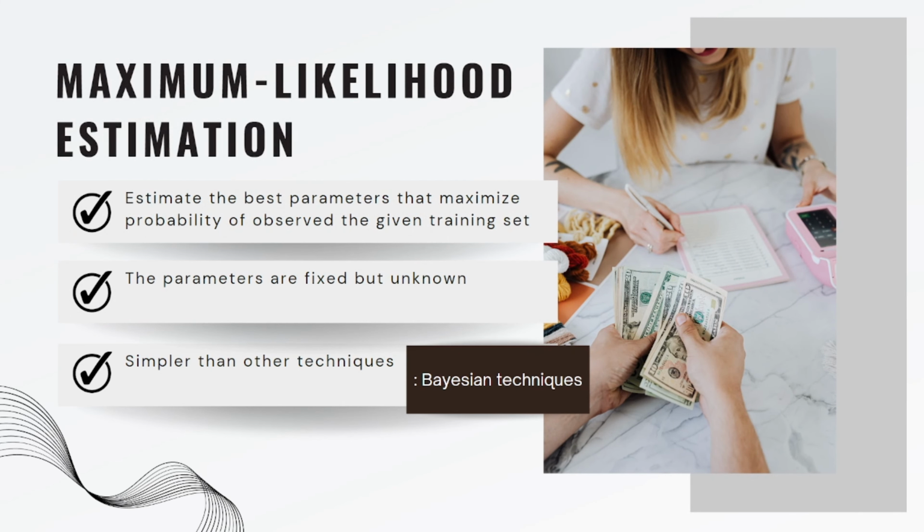Maximum likelihood estimation is a statistical method used to estimate the values of model parameters that best explain observed data. The basic idea of maximum likelihood estimation is to find the best parameter that maximizes the probability of observing a given training set under the assumption that the parameters are fixed but unknown. Maximum likelihood estimation is a simpler alternative to other techniques such as Bayesian techniques.